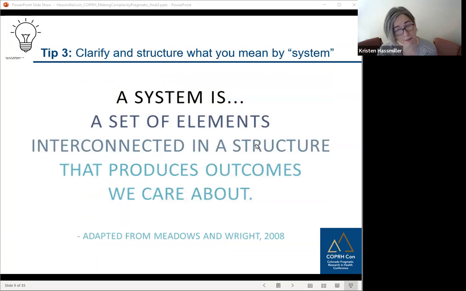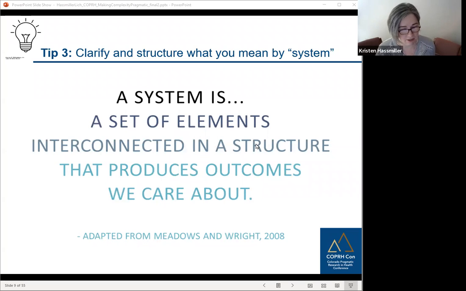So the third tip is that I want to really encourage you, when you're talking about systems inquiry, to clarify and bring some structure to what you mean by system. Here's a definition I like to use. A system is a set of elements that are interconnected in a structure that produces outcomes that we care about. When I used to give talks on systems, often what people have in mind is something that can be described with an organizational structure diagram. And I don't mean just that. I mean way more than that.